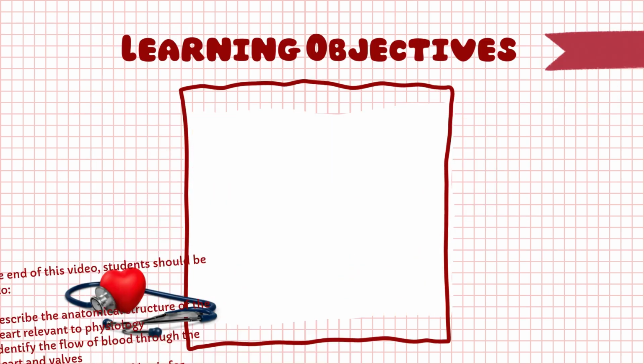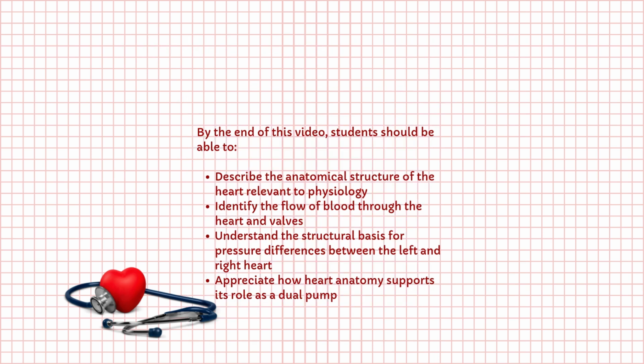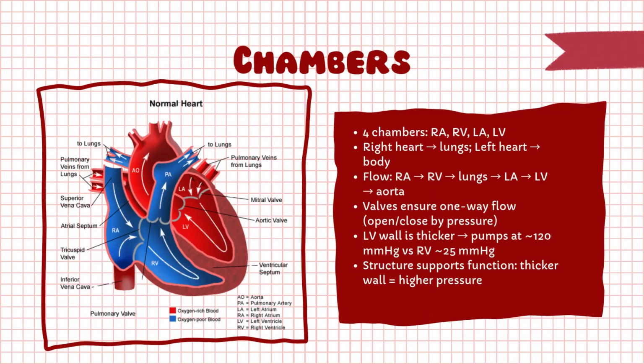By the end of this video, you'll understand how the anatomy of the heart sets the stage for everything from electrical conduction to pressure-volume dynamics. This is the cardiovascular system from a physiologist's lens. Let's go. The heart has 4 chambers, 2 atria on top, 2 ventricles below. Functionally, the heart operates as a dual pump. The right side handles deoxygenated blood, the left side handles oxygenated blood.